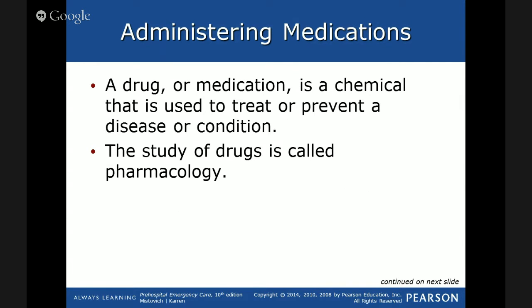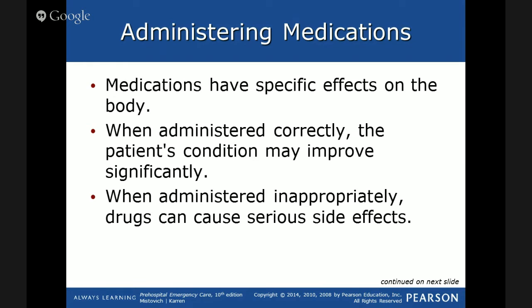A drug or a medication is a chemical that is used to treat or prevent a disease or condition. That's our definition of a drug or a medicine. I believe that one's going to come up again at some point, so let's make sure we get that definition in our heads. The study of those drugs is what's called pharmacology, where we get the title for the chapter. We break that down into various other things, pharmacokinetics and all the different little subcategories of pharmacology, but the big heading is pharmacology.